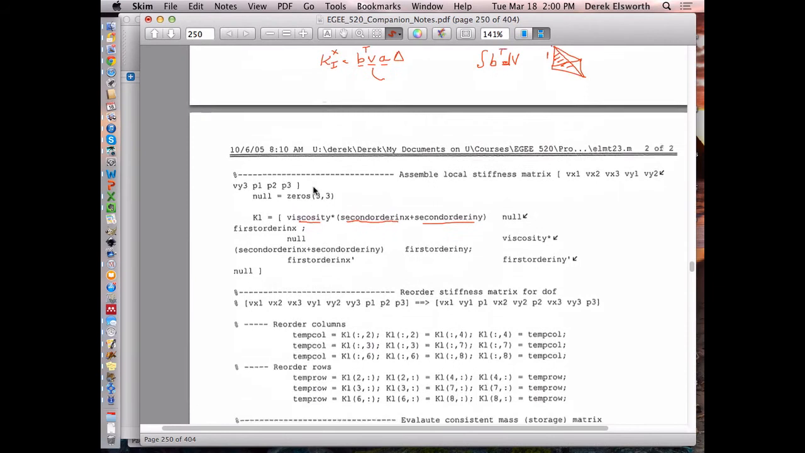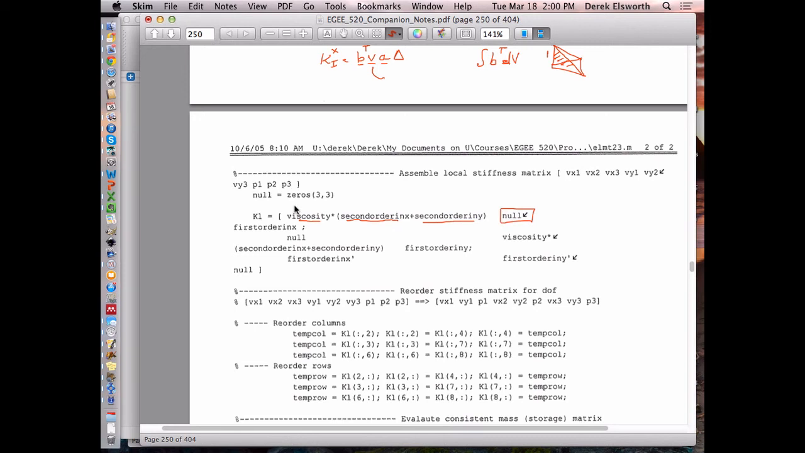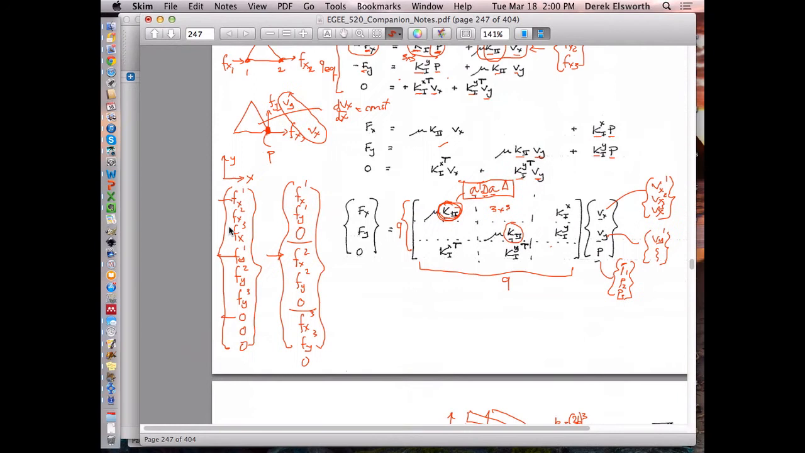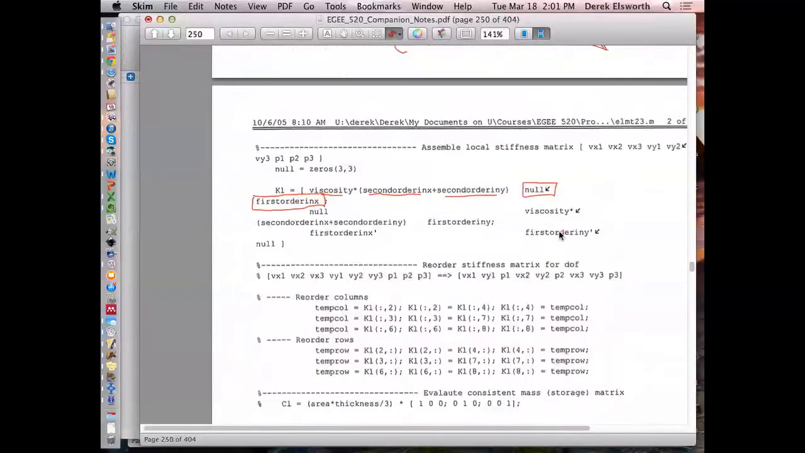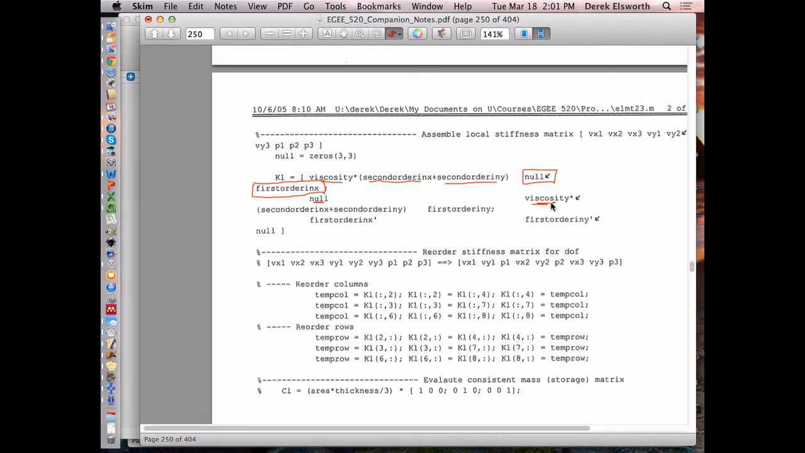The second component on that top line is a null matrix, which is just a 3 by 3 matrix which has nothing in it. And the third component is this one here. This is the second order for both directions, null, and first order in x. On the next row, we'll have a null matrix, second order, and first order in y. So null, viscosity times the second order in both x and y, and then the first order in y. So that's the second line. And then the third line are the remaining ones that go here.